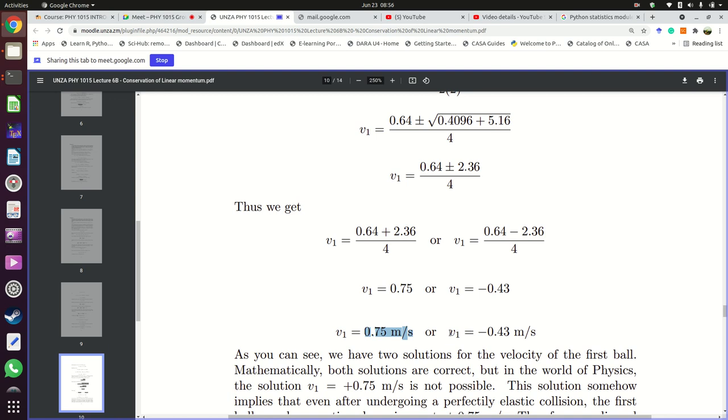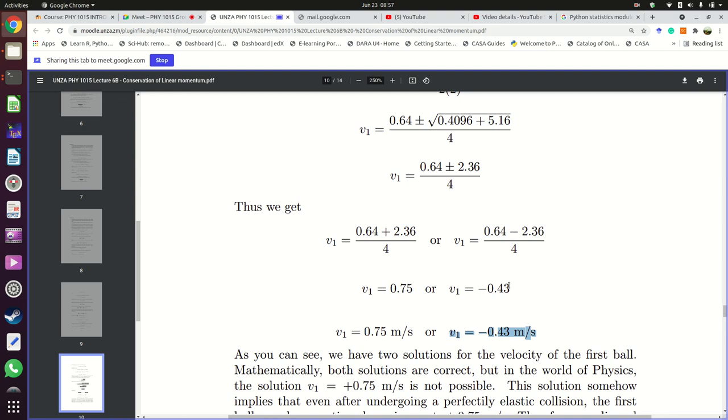Now, these solutions, mathematically, they are okay, because that's what you expect when you're doing a quadratic. You get two solutions. Mathematically, they are fine. But you have to remember that in physics, we use mathematics like we have just done here to make our life very easy. But physically, one of these solutions is not correct and it's not possible.